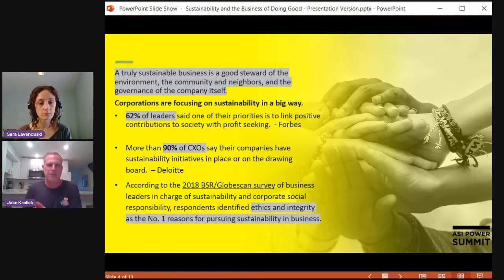More than 90% of CXOs say that companies have a sustainable initiative in place or on the drawing board. And according to a 2018 survey of business leaders in charge of sustainability, the respondents identified ethics and integrity as the number one reasons for pursuing sustainability in business. And that's such a big deal. It starts to go where people's heads are going. And this is not foreign from our business, too, and from the promo industry.